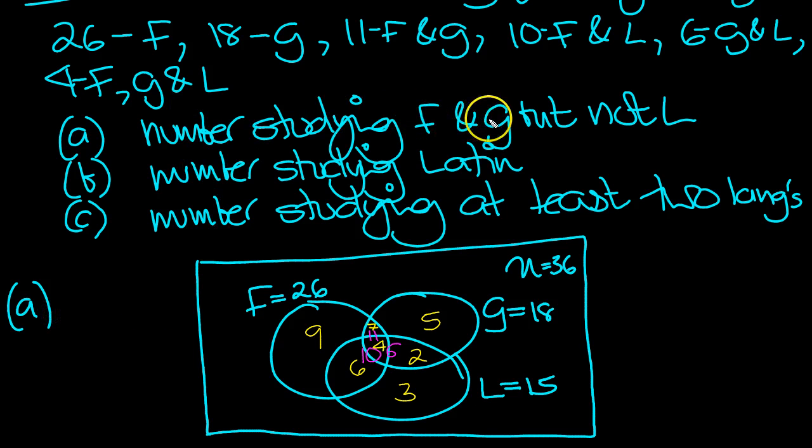The number studying French and German, but not Latin. French and German is the overlap here, but it's not Latin, so you must get this tiny segment here, which is 7. The number studying Latin, so that's the whole circle, and we said that was 15. And the number studying at least 2 languages, well, that would be this whole overlap area. And it can include the 4 because it says at least. So this whole section then. So we've got 7, 6 and 4 is 10, 12, 19.